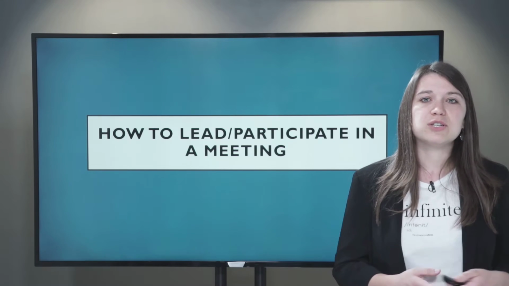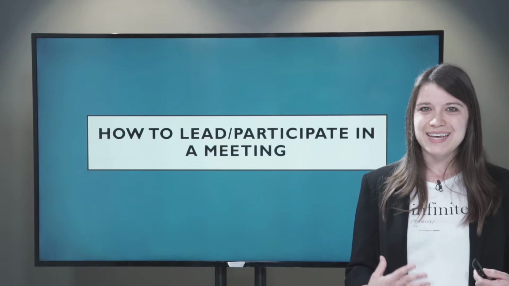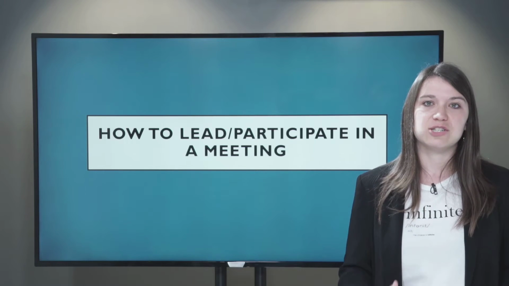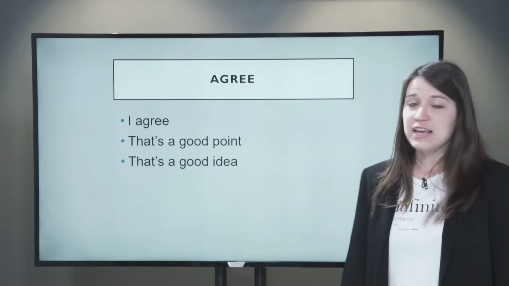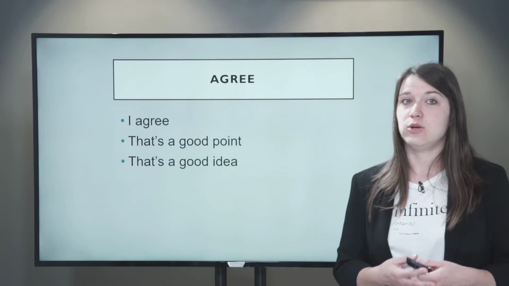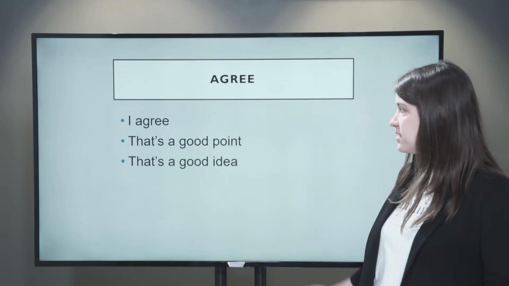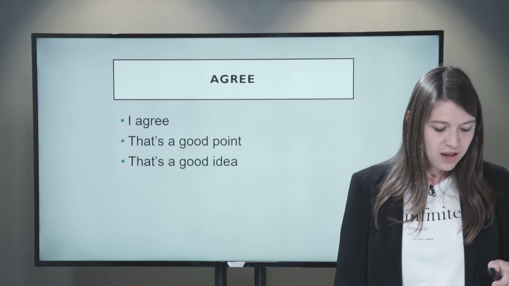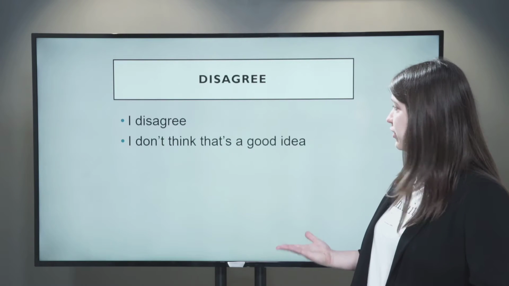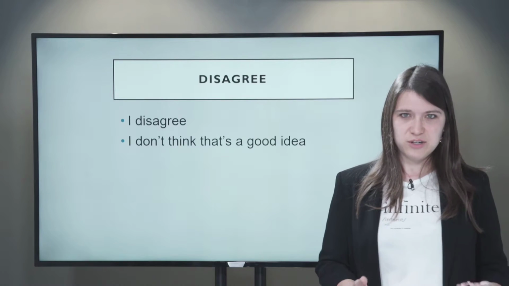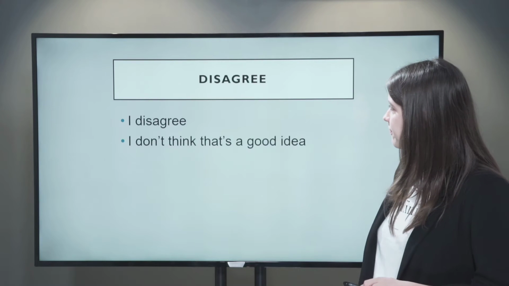Okay, now that we've looked at some basic meeting vocabulary, let's look at the different ways to participate in a meeting. So you may have to actually share your opinion in English, so let's learn how to do that. If you agree with what has been said, you can simply say, I agree. You can also say, that's a good point, or that's a good idea. On the other hand, if you do not agree, then you disagree. You can say, I disagree. Or I don't think that's a good idea, and then maybe suggest something that you think is better.